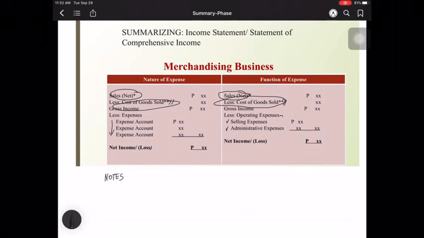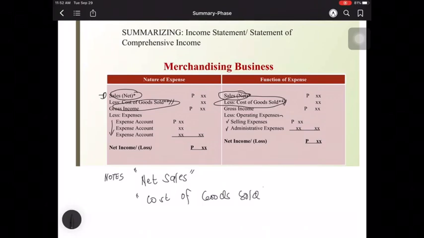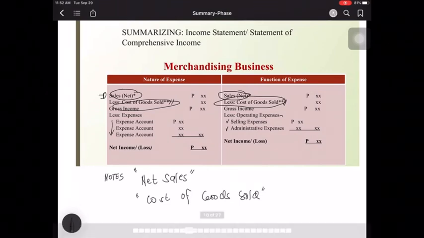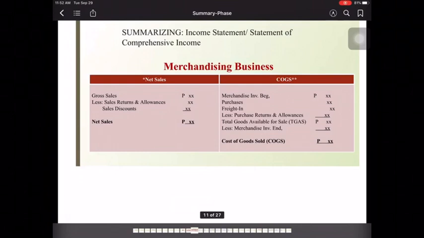Okay, so we have to take note of how to compute the net sales. Take note that the sales that must be reflected under the income statement must already be the net sales. So there is a way to determine your net sales. Your cost of goods sold at the same time must be derived in a separate computation and must be reflected as a note to your income statement. So let us review how to compute your net sales and your cost of goods sold.